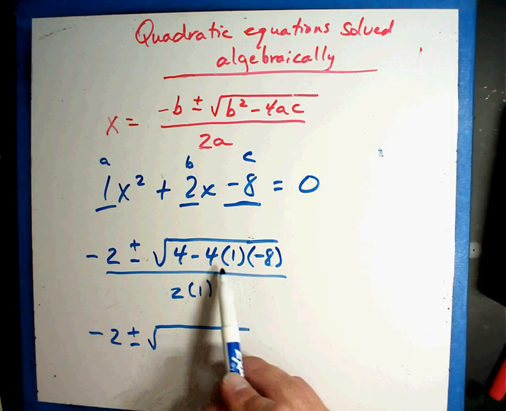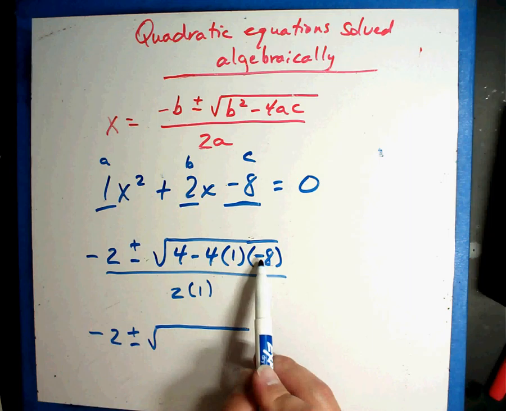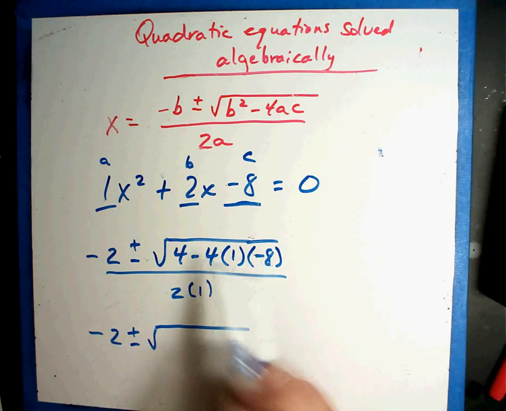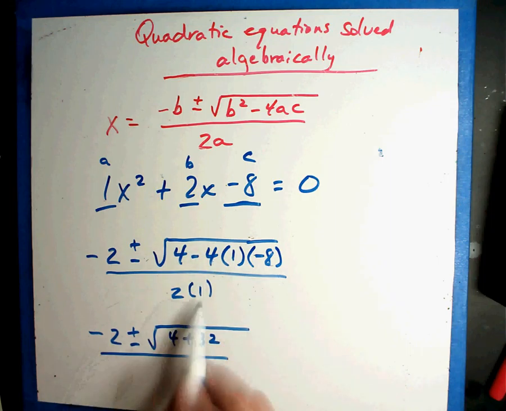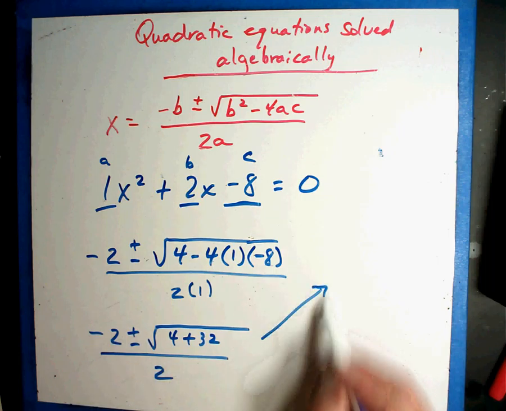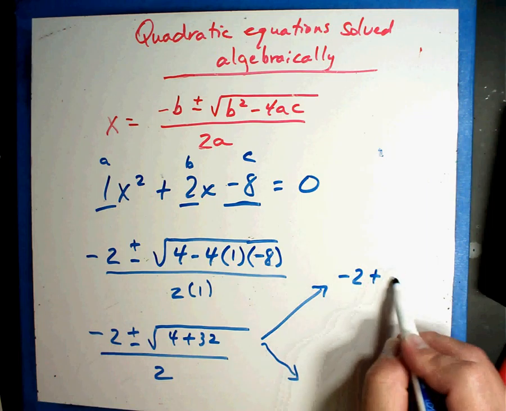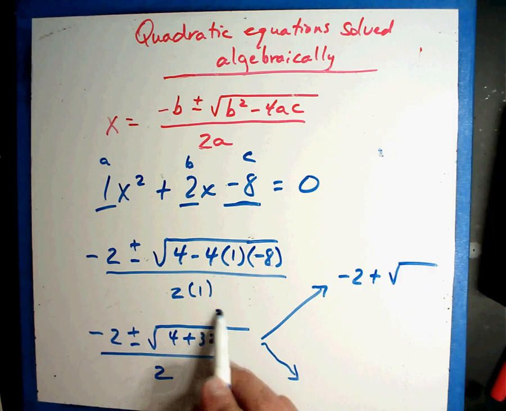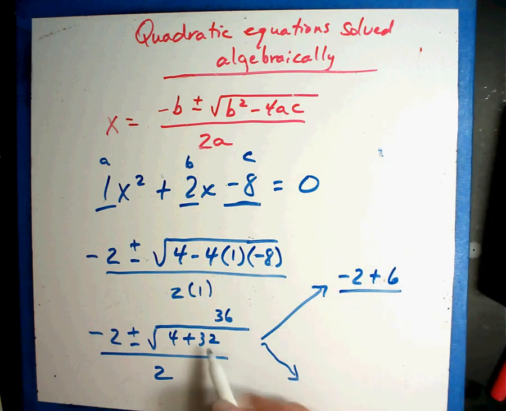All right, let's see if we can figure this out. -4 times 1, that's -4, times negative 8 is a plus 32. 4 times 8 is 32, and it's a plus sign. So it's 4 plus 32 over 2 times 1 is 2. So I'm going to have, again, two answers. The negative 2 plus the square root. Let's see if we can figure this out. 4 plus 32 is 36. Now that's 6 times 6, so I'll go ahead and do this. That's just a 6. Square root of 36 is 6.